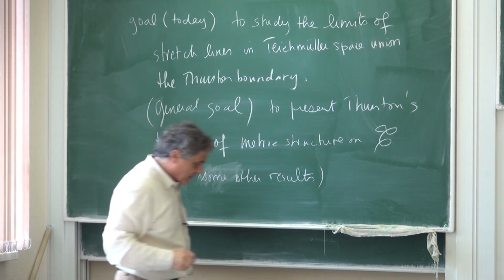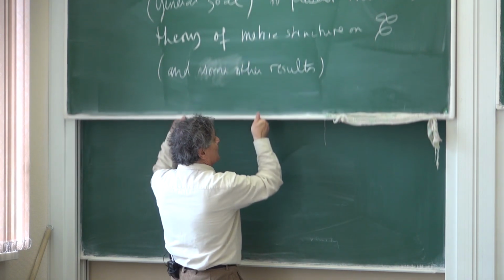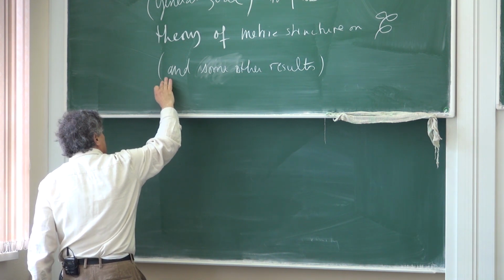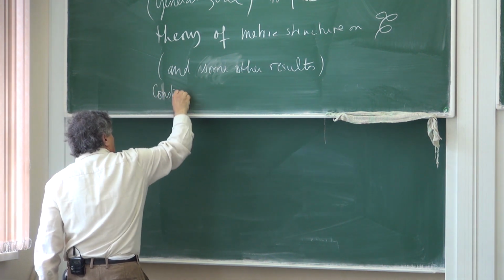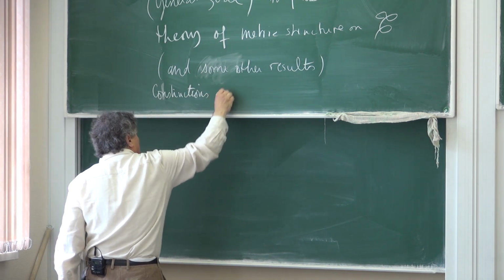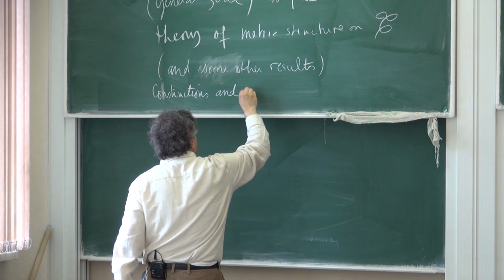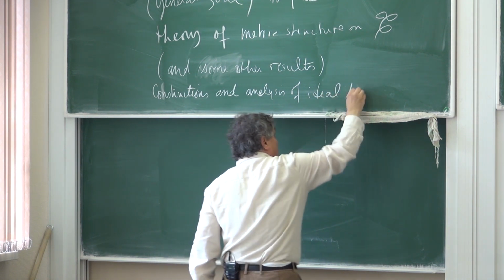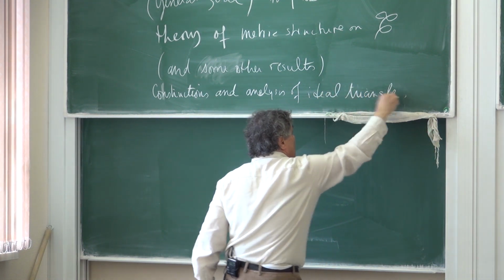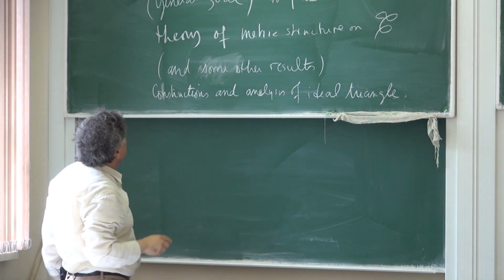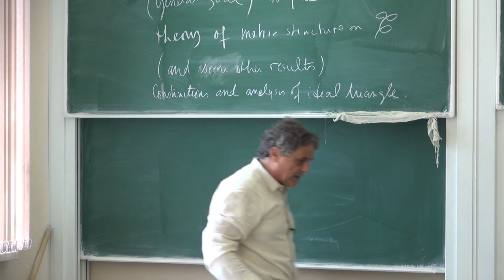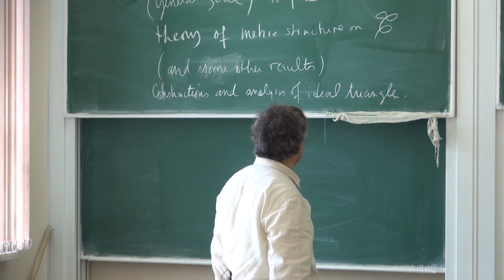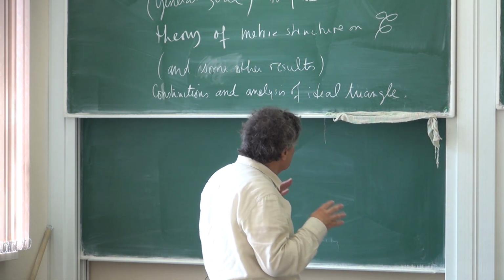So as you saw, I want to insist on these constructions and analysis of ideal triangles. As you will see, there's a main lemma here in the study of limits of stretched lines, which is a geometric lemma. Everything goes on in an ideal triangle. So this is the basic thing, and this makes it very simple.